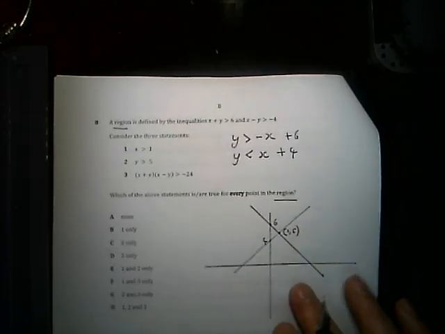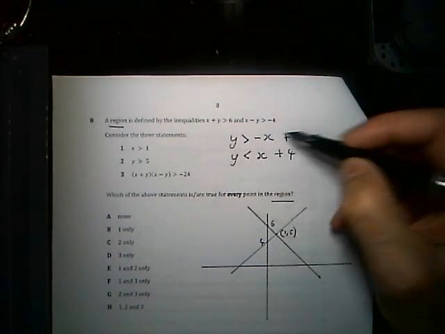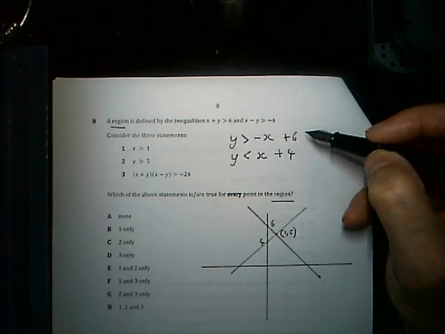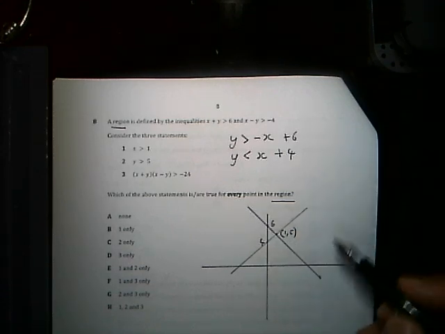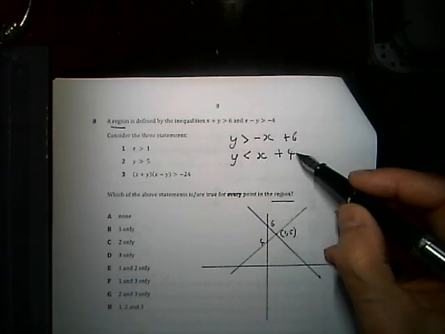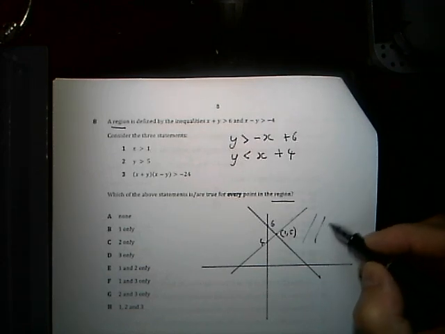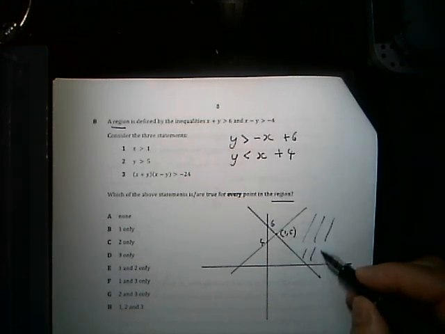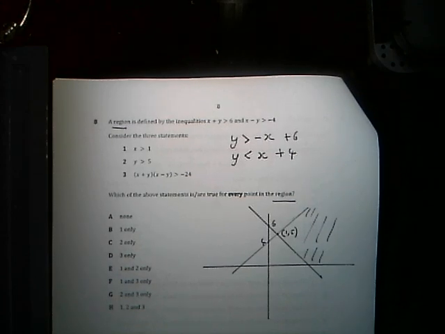And then we can start thinking about these. So now we've drawn our lines, let's be clear about the region. y is bigger than minus x plus 6, so it's bigger than this line, so it's to the right of that line. And it's less than x plus 4, so it's to the left of that line. So it's this region here, going all the way up here. That region there is our region.